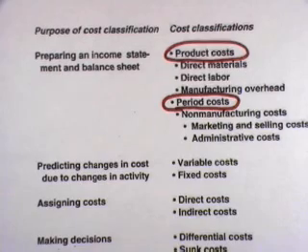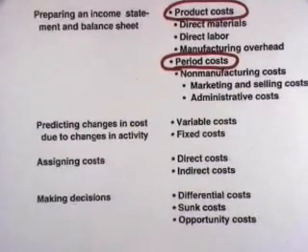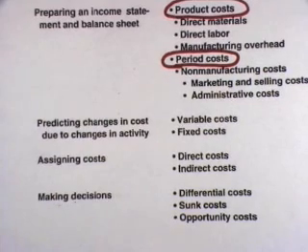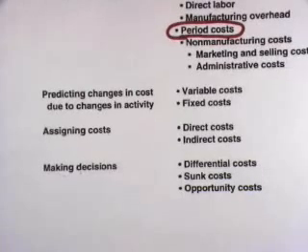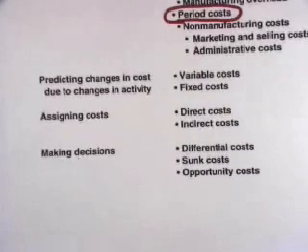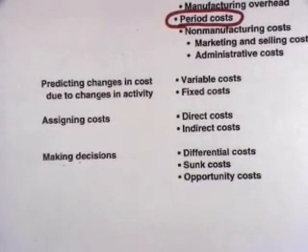Then for the purposes of predicting changes in costs due to changes in different activities in our production process and the business activities, we would prefer to categorize our costs differently as either variable costs or fixed costs. And we'll be giving more detailed definitions of what these are later.